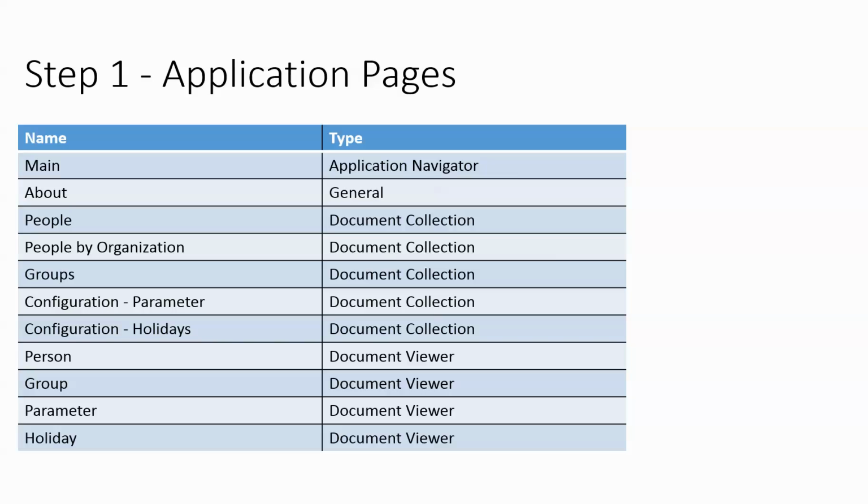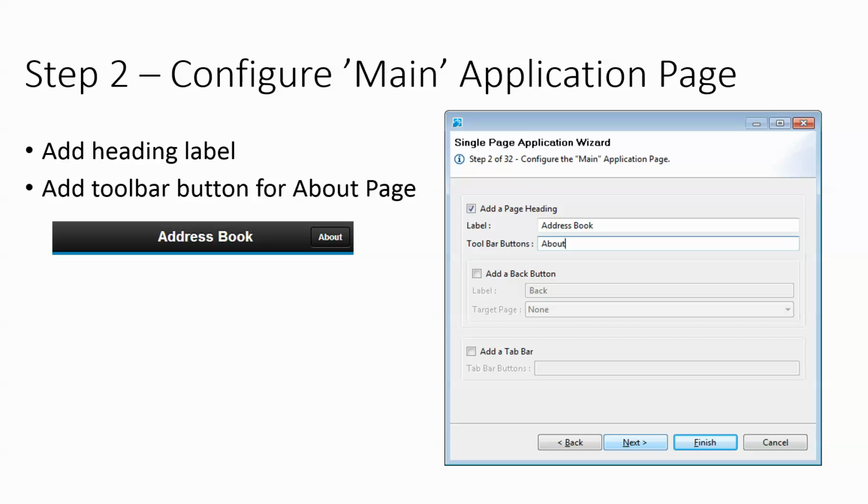So in this demo for the fake names application we will define the following application pages. Notice that we have 4 different types: application navigator, general, document collections and document viewers. The next step is to configure the main application page. This page we set later as the initial page.